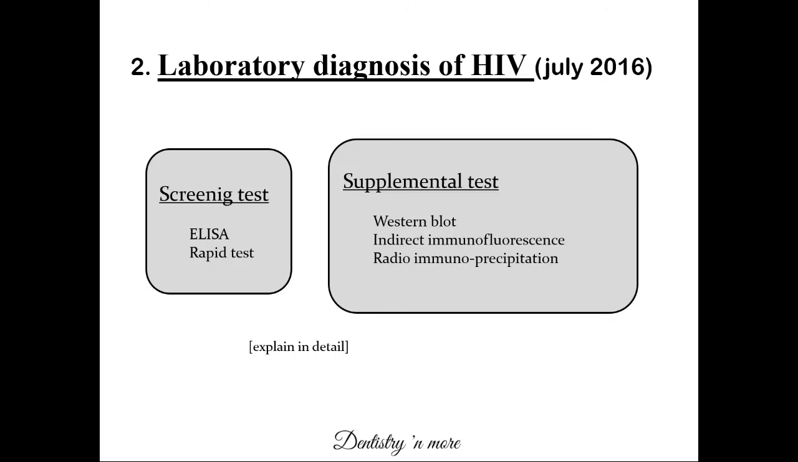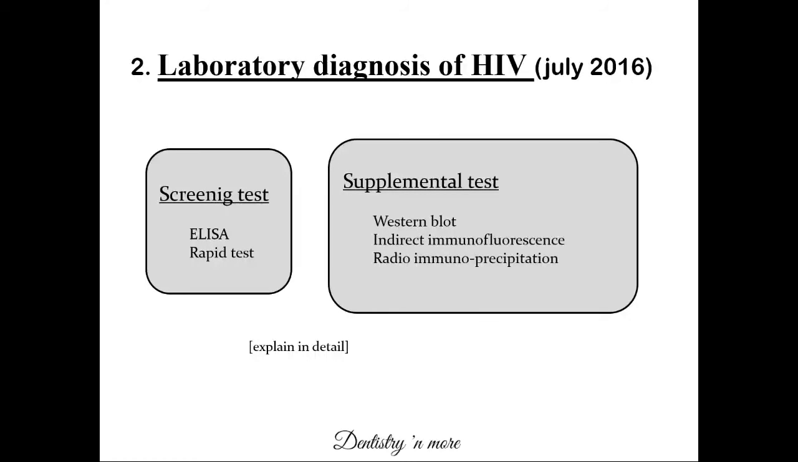The next question that can be asked is the laboratory diagnosis of HIV. You can divide it into 2 tests, the screening test as well as the supplemental test. Under the screening test, you have the ELISA and rapid reagent test, and in the supplemental test, you have the Western blot test, and then the indirect immunofluorescence and the radioimmunoprecipitation test.